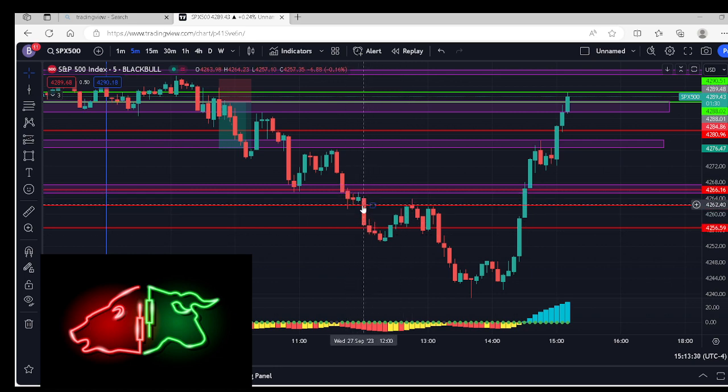See how it left this fair value gap right here? Came and filled it, and then died. But obviously, if it would have closed above these candles, I would have been bullish then, because it was a breaker structure to the upside.